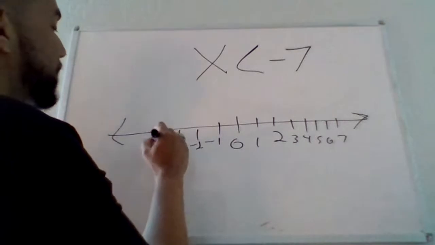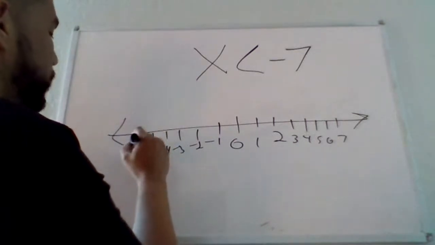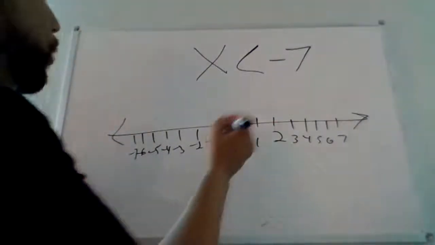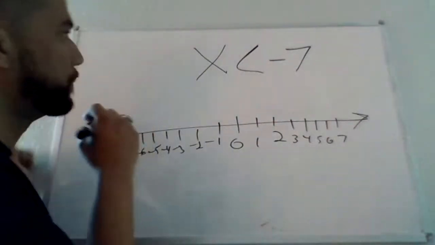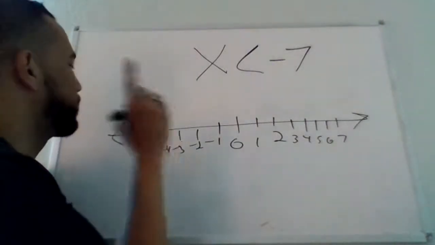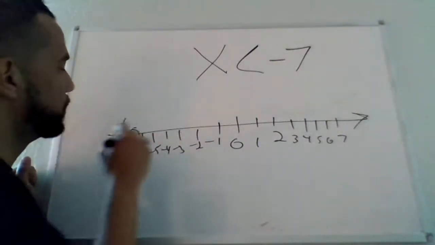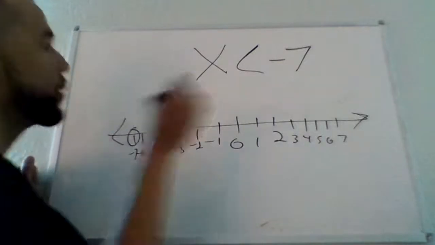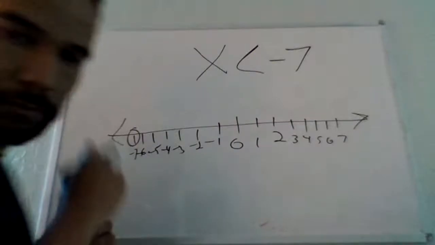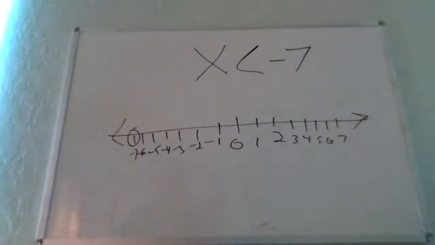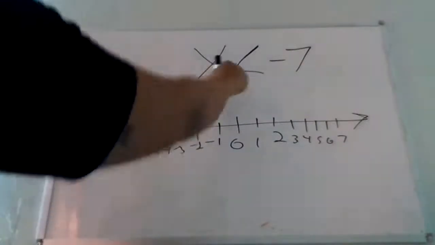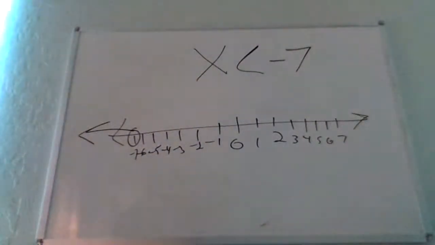And again, don't sleep on the graphing, guys. We know these can be quick hits, little mistakes, right? What should I circle? Negative 7. Is it empty or full? Empty. Which way should my arrow go? Less than negative 7, so it should go to the left. Always go with the way the inequality sign points, right?